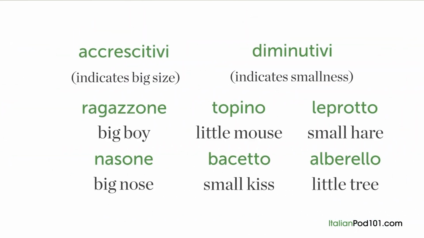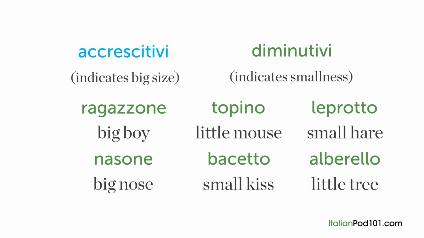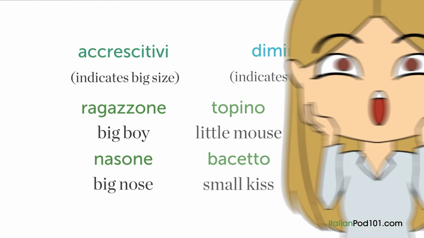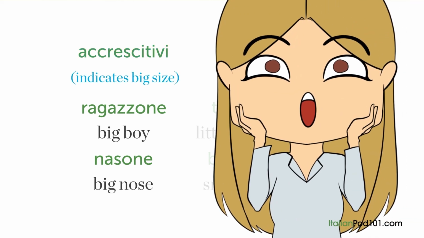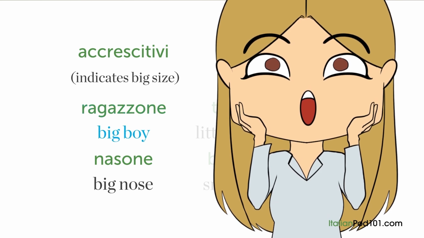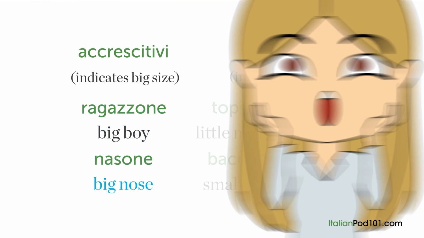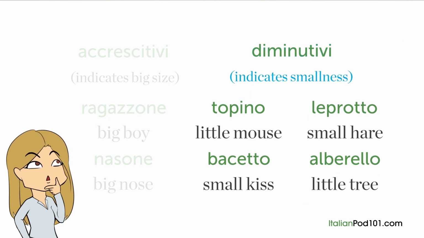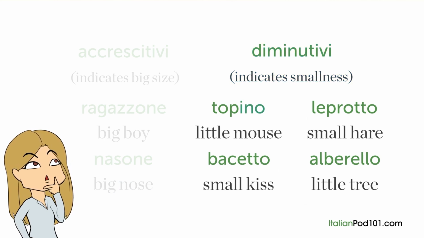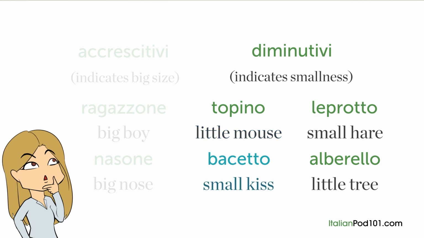To describe the aspect of something, you can use "accrescitivi" and "diminutivi." "Accrescitivi" indicate a big size. The most common suffix is "-one." For example, "ragazzone," big boy, "nasone," big nose. "Diminutivi" indicate smallness. Common suffixes are "-ino," "-etto," "-otto," "-ello." For example, "topino," little mouse, "bacetto," small kiss, "leprotto," small hare, "alberello," little tree.